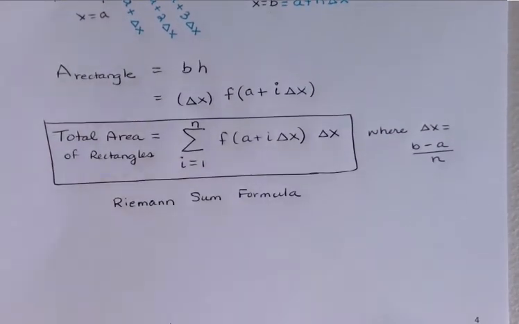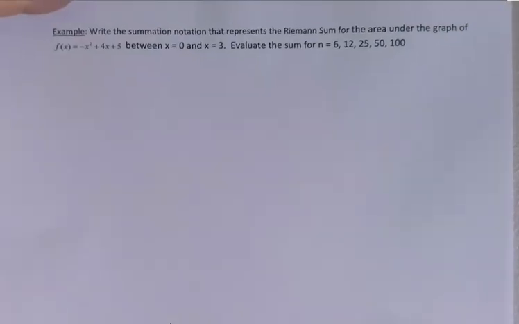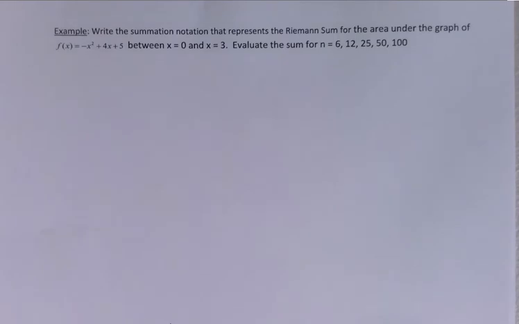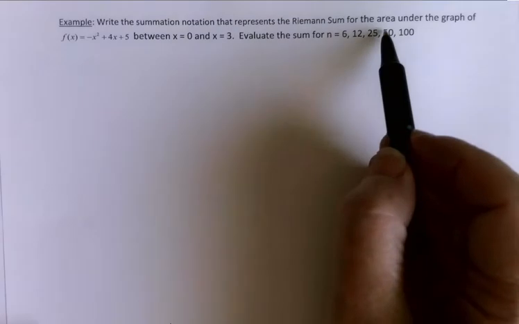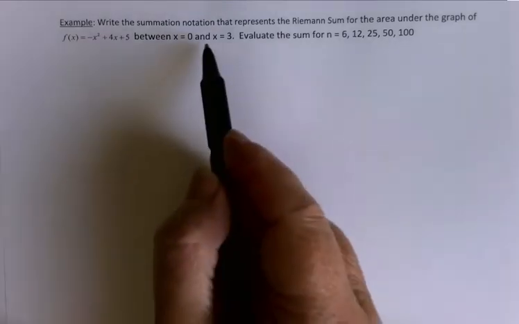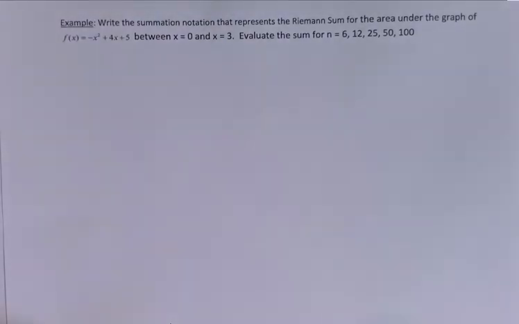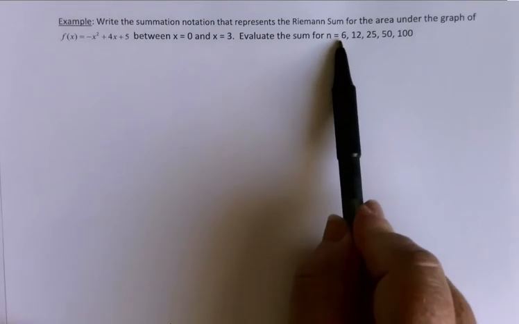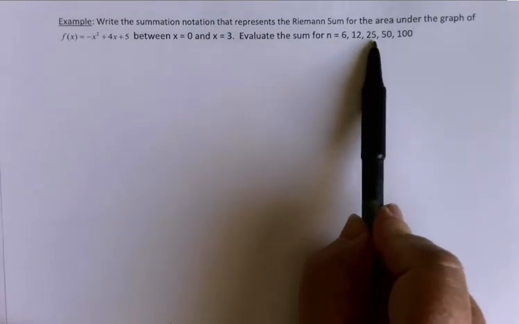All right, let's go ahead and practice doing a problem, trying to approximate the area under a curve using this Riemann sum formula. So our goal is to try to find the area under the graph of f of x equals minus x squared plus 4x plus 5 between x equals 0 and x equals 3. We'll write the summation notation, the Riemann sum, and then we'll actually evaluate it for n equals 6 rectangles, 12 rectangles, 25 rectangles, and so on.